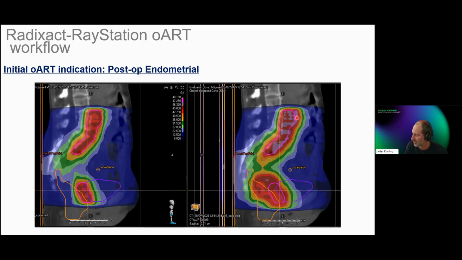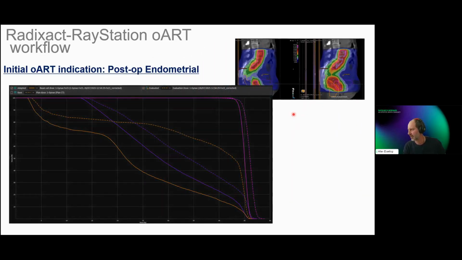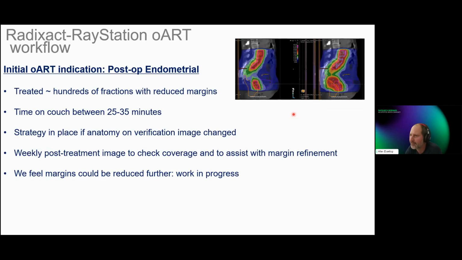And this patient also lost weight as well. So they were having hotspots outside of their target volume on the scheduled calculation as well. And here's just the same fraction, but with DVHs. So a big improvement there. So we've treated hundreds of fractions with reduced margins now. Treatment time is between 25 and 35 minutes, which I would say is similar to what's typically reported for other X-ray based all-in-one systems.